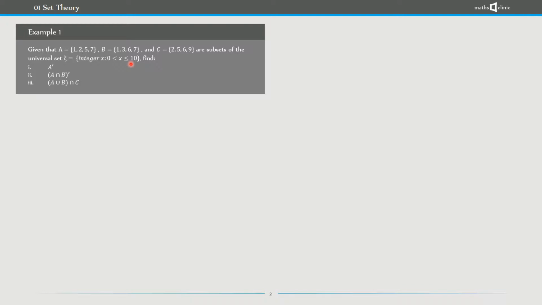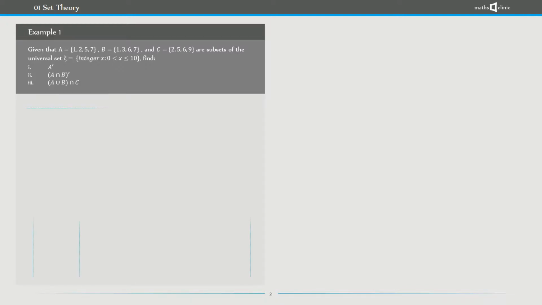Now we've been asked to solve for A prime. We've been asked to solve for (A intersect B) prime, and we've been asked to solve for A union (B intersect C). Let's just go ahead and do that.